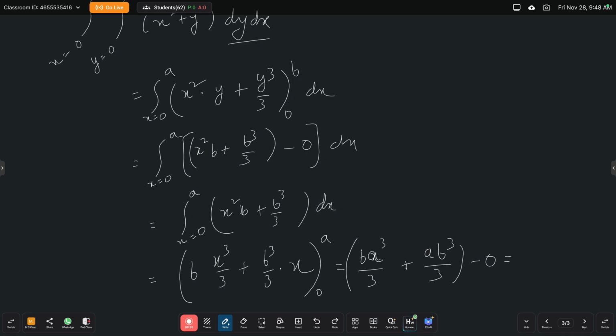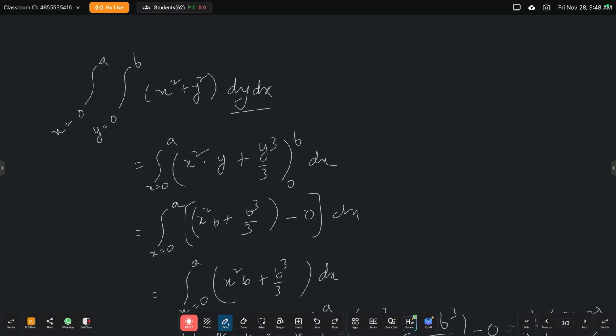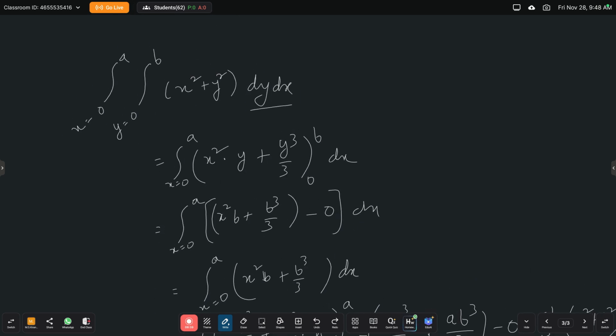From the upper limit, what is the common value? a b by 3 is the common value, and the remaining is a squared plus b squared. So always remember, if the limits are constant, you can follow the given order for the integration, dy dx or dx dy, first x, next y.